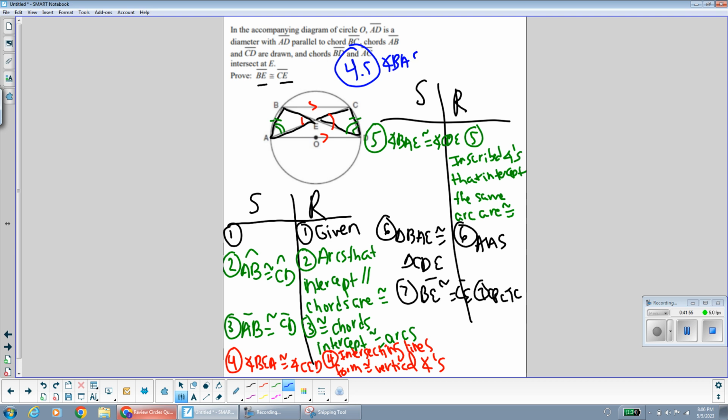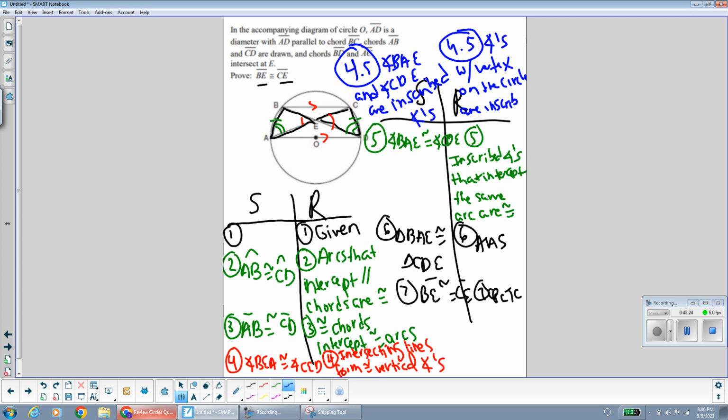Angle BAE and angle CDE are inscribed angles. And I know that because angles with their vertex on the circle are inscribed angles. Please pause the video so that way you can take a look through this proof.